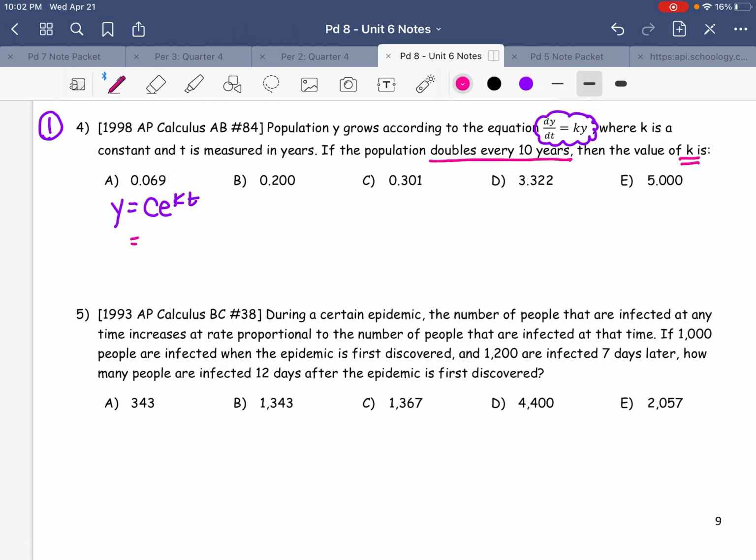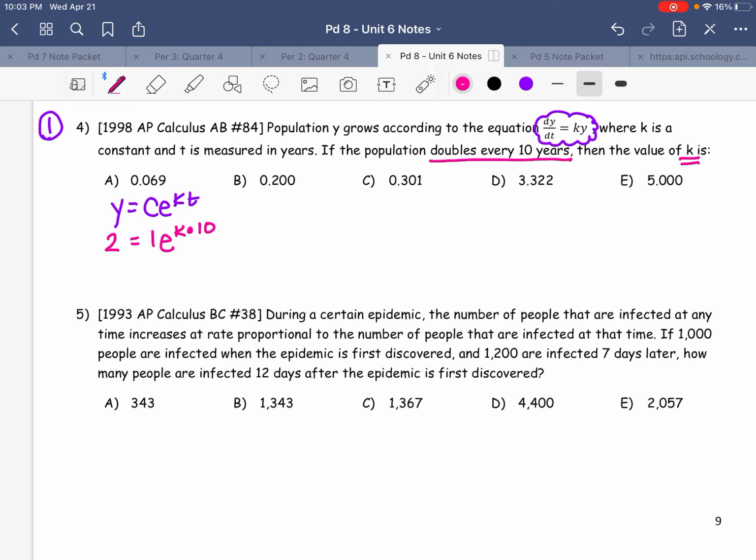So the problem doesn't tell us what we start with, but I know that the population doubles. So let's say I started with 100, I would have 200. I started with 3, I would have 6. It doesn't matter what we start with. I just know that I double. And so the easiest thing to start with would be the number 1, because when I double it, I get 2. E to the K is what I'm looking for, and it takes 10 years to double. So in for time, I'm going to put 10.